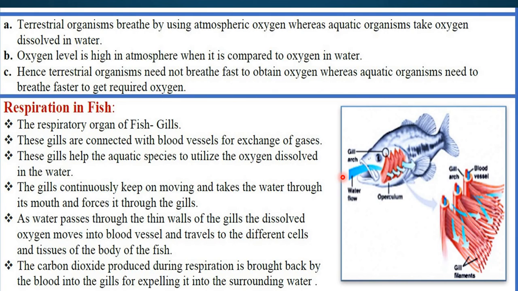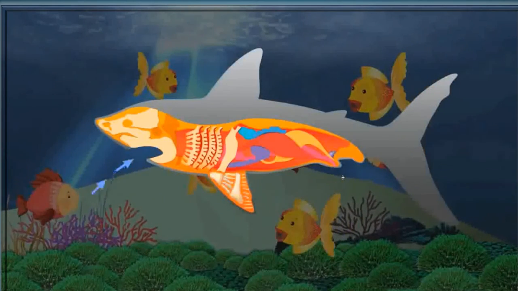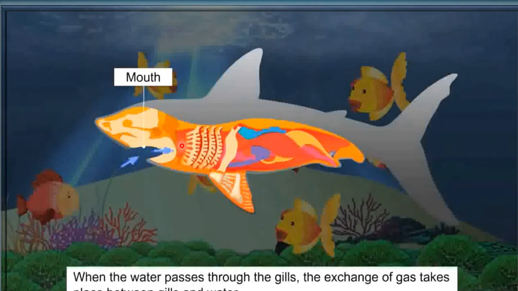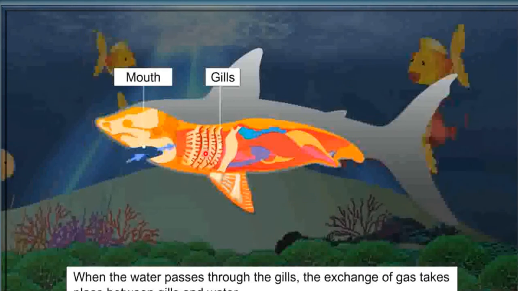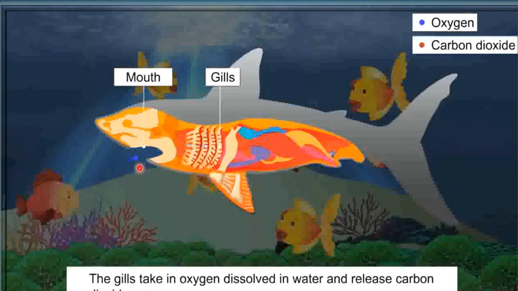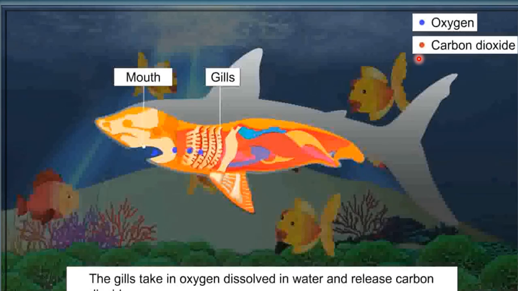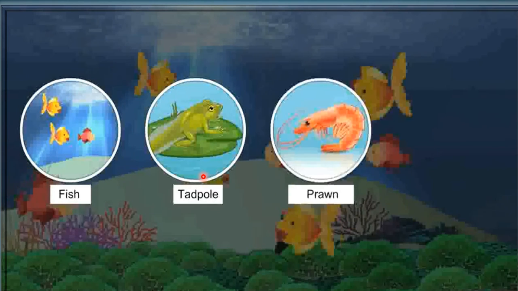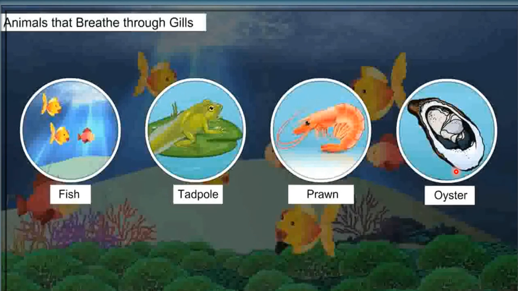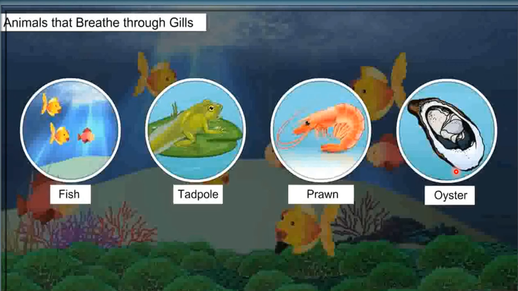So this is how aquatic organisms respire. Now we will see how it happens. We will say in fishes, water is coming inside the mouth and it is forced to push into the gills. This is the mouth and these are gills. The water is passing out through the gills. We can see the oxygen, blue and red, oxygen is coming in and carbon dioxide is going out. Fish, tadpole, prawn, oyster, these all are aquatic organisms that breathe through gills. Okay, so this is how aquatic organisms breathe through their gills.